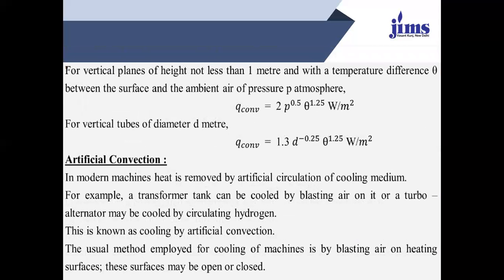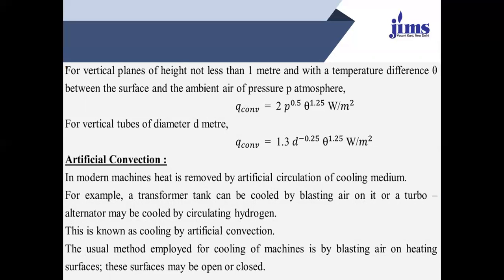For vertical planes of height not less than 1 meter and with a temperature difference theta between the surface and the ambient air of pressure P atmosphere, q convection equals P to the power 0.5 times theta to the power 1.25. For vertical tubes of diameter D meter, q convection equals 1.3 times D to the power minus 0.25 times theta to the power 1.25 watt per meter square.